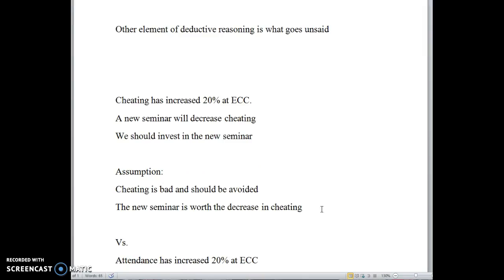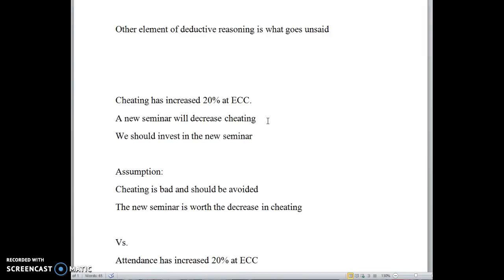Okay, now some of these are obvious, right? Cheating is bad and should be avoided. Nobody really disagrees with that, so seeing a new seminar will decrease cheating, we should invest in it, not a problem. But what about other assumptions, right? For instance, a new seminar will decrease cheating. Okay, let's say that's true, but by how much?